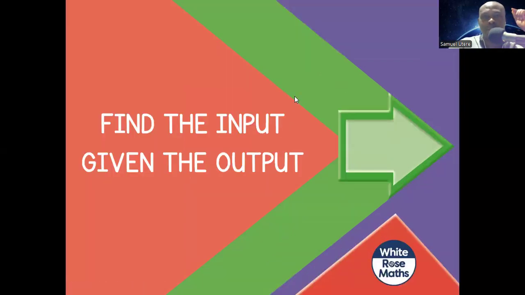So, in your previous lesson, you learned about single function machines. A function machine is where you have an input, you have a function, like a magic box that does something to whatever input you put in, and then you have an output. In today's lesson, we're going to find a way to find the inputs when you're given the output. You'll be given an output and then you'll be asked, what did you put in to get that output?